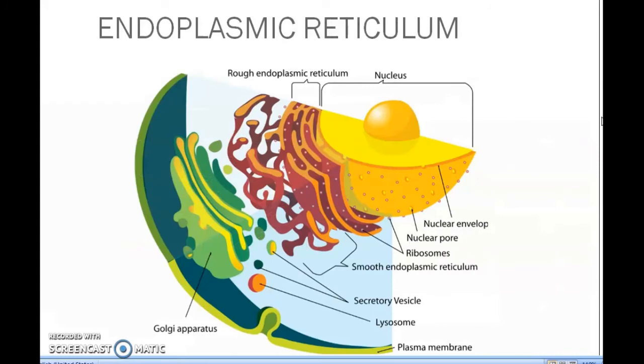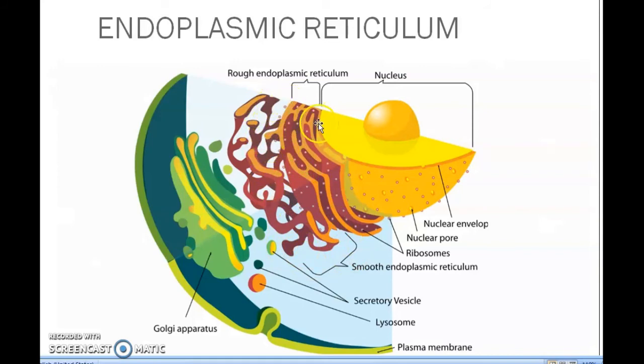The network of endoplasmic reticulum will provide mechanical support to the cytoplasm, and it serves as a channel for the transport of materials between the different parts of the cytoplasm, or between the nucleus and the cytoplasm. And this rough endoplasmic reticulum, because of the presence of ribosomes, will help in the synthesis of proteins, and the smooth endoplasmic reticulum will synthesize lipids.